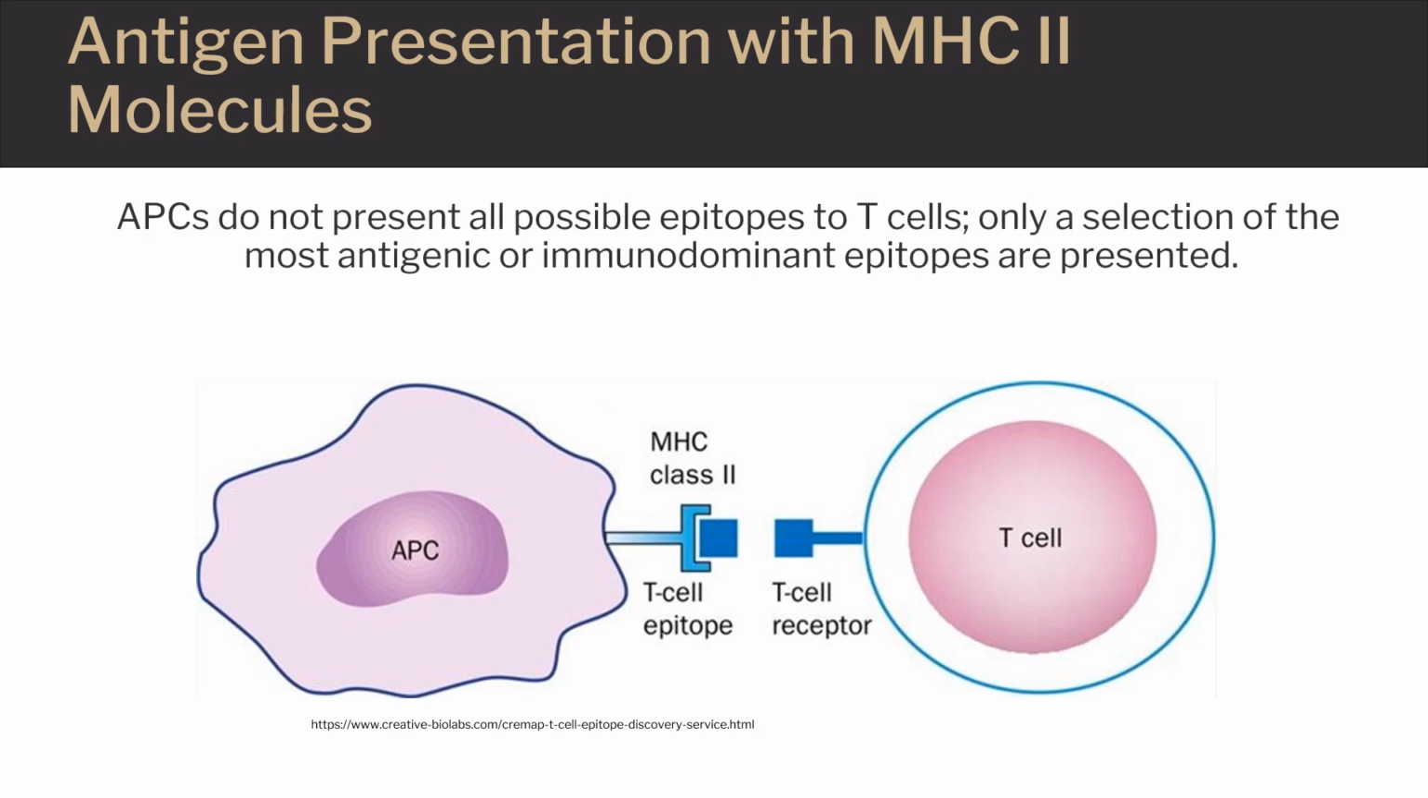APCs do not present all possible epitopes to T cells. Only a selection of the most antigenic or immunodominant epitopes are presented. The mechanism by which epitopes are selected for processing and presentation by the APC is complicated and not well understood. However, once the most antigenic, immunodominant epitopes have been processed, they associate within the antigen-binding cleft of MHC2 molecules and are translocated to the cell surface of the dendritic cell for presentation to T cells.